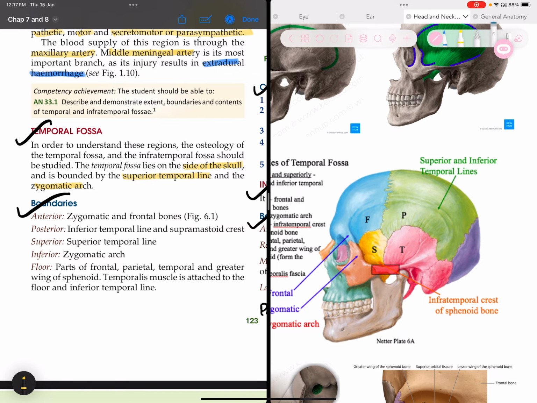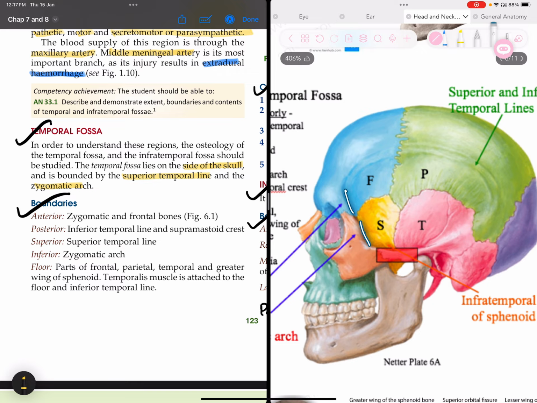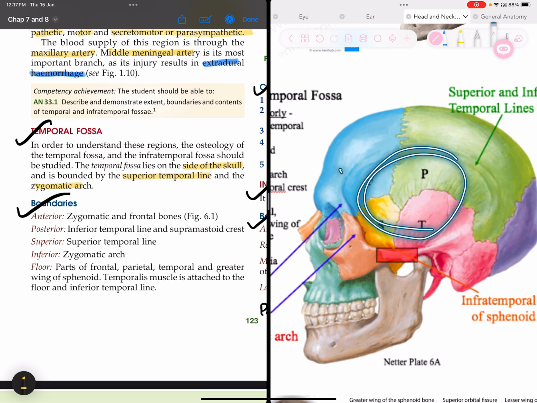So let's recap. Anteriorly you have frontal and zygomatic bones. Superiorly you have the superior temporal line. Posteriorly, what do you have posteriorly? You have the inferior temporal line and also the supramastoid crest. And inferiorly you have the zygomatic arch. So that's it. The floor consists of parts of parietal, frontal, temporal, and greater wing of the sphenoid bone. So all of these bones are here: frontal, parietal, temporal, and sphenoid.